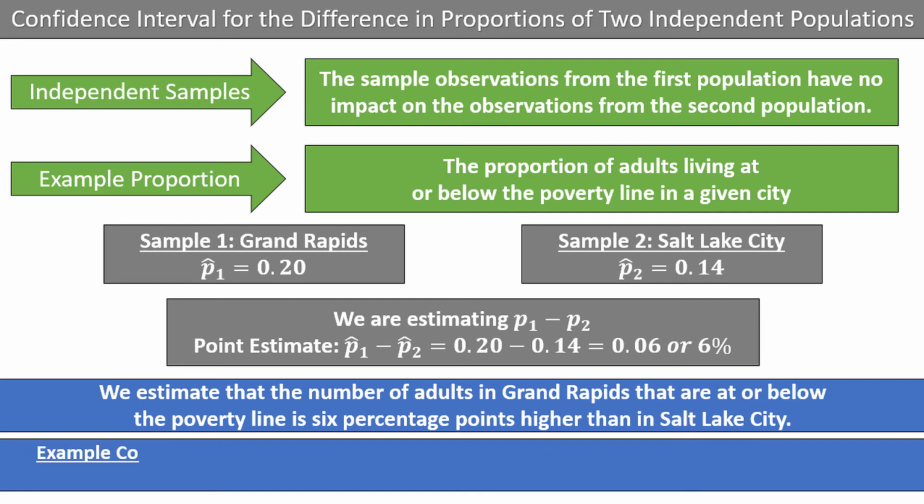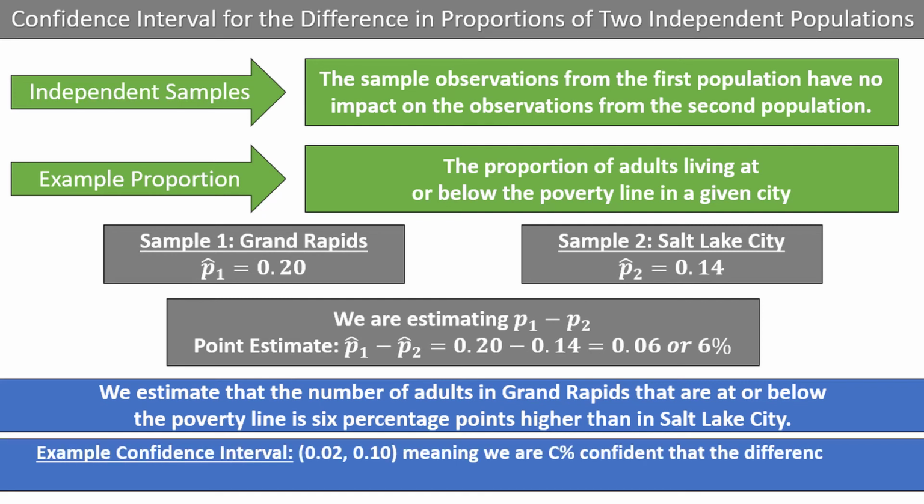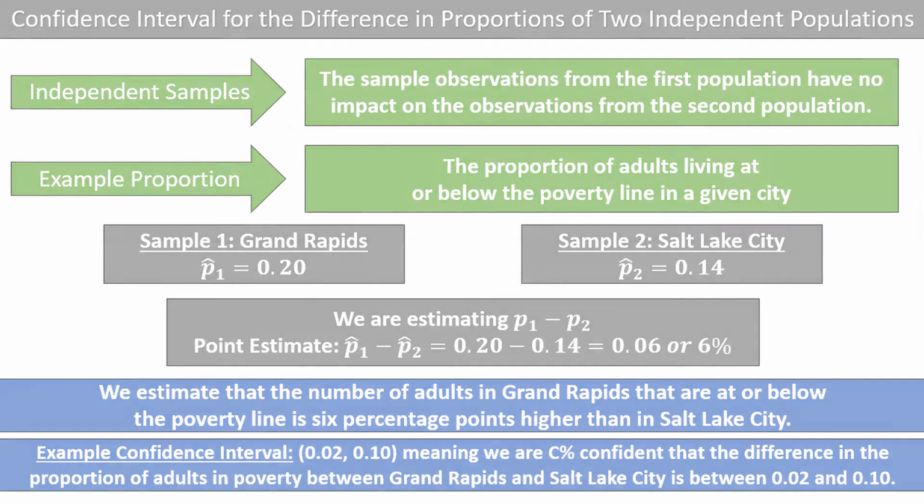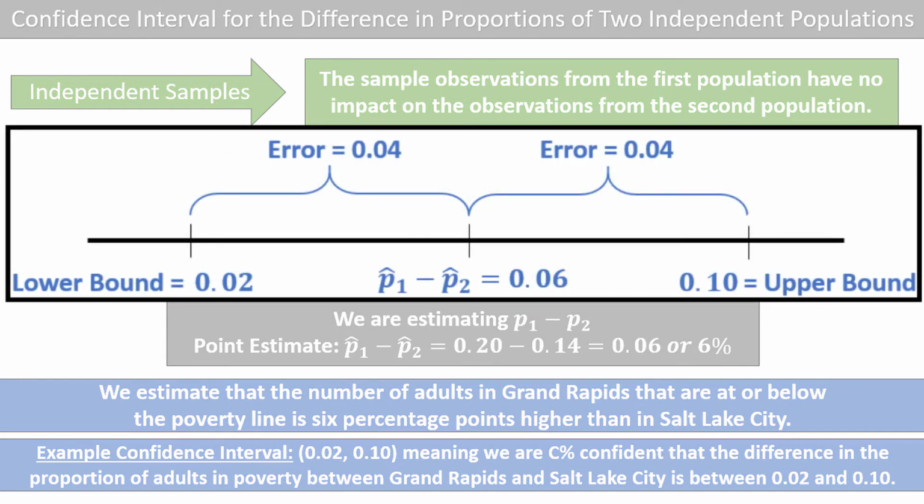An example confidence interval might be 0.02, 0.1, meaning that we are C% confident that the difference in the proportion of adults in poverty between Grand Rapids and Salt Lake City is between 0.02 and 0.1. Notice that we can refer to proportions as either percentages or decimals. Both ways are acceptable.